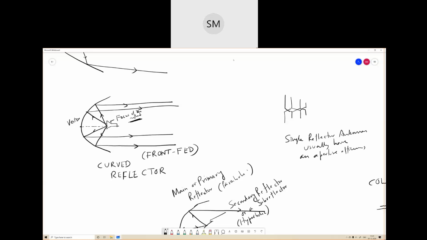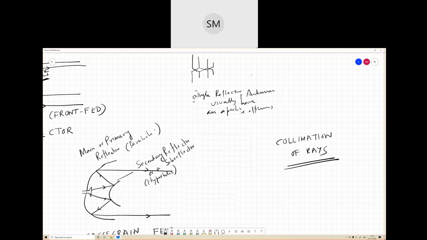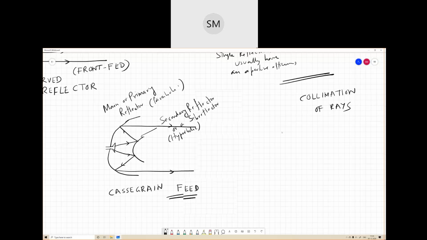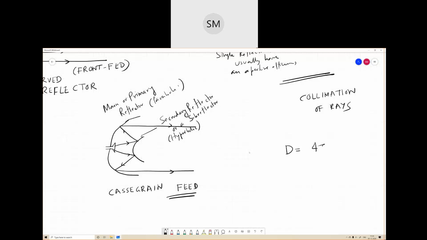What was aperture efficiency in the first class we discussed? What was the directivity of the antenna? Directivity of the antenna was D equal to 4 pi AE by lambda square. What is this AE? 4 pi is obvious. Lambda is the wavelength. That is also very obvious. What is AE? Exactly, effective aperture.